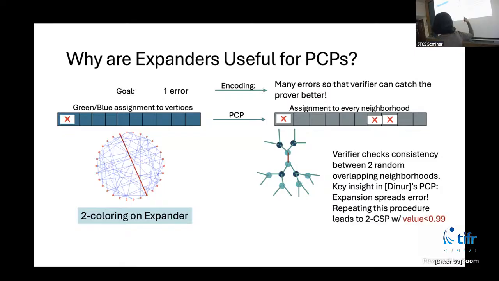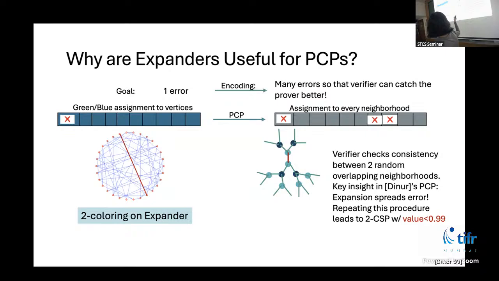And then iterating this procedure, you can get a 2-CSP which has value 0.99. Like in one step, you increase the gap by 10, then you do some steps of alphabet reduction. Again, you increase it by 10 and you keep going. And finally, your value becomes 0.99.